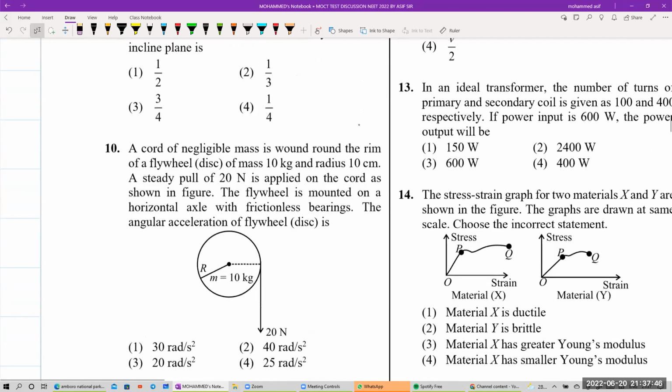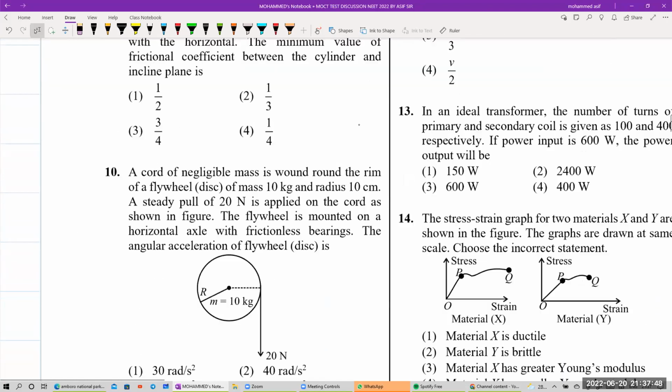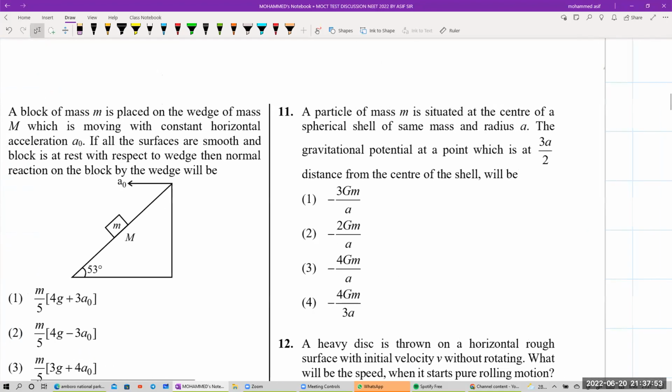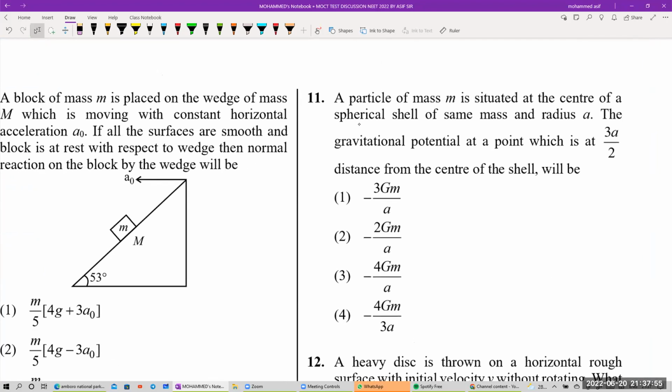Then 9th one is friction, 10th one is your rotational mechanics. Then question number 11 कर सकते हैं. देखो बेटा 11th one is right now from the gravitation. ये gravitation का question है, gravitation question कर लीजिए.